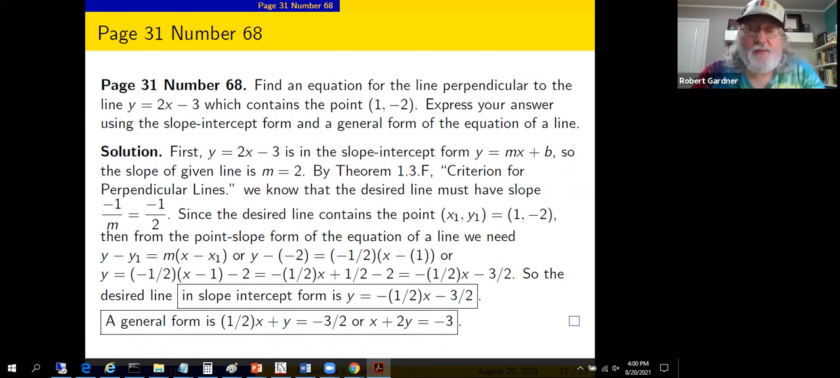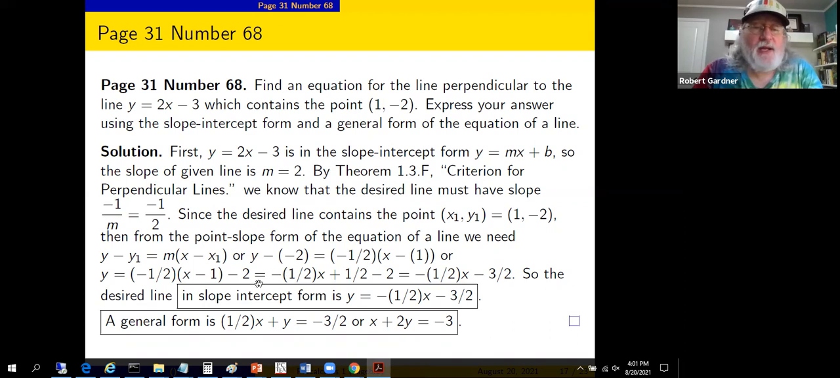I could quit there, I suppose. But they want it in a particular form. I kind of agree with them on that first one. So let's simplify this a little bit. Y minus negative 2, that'd give us y plus 2. Take that plus 2 to the other side, and it would become a minus 2, if you like.